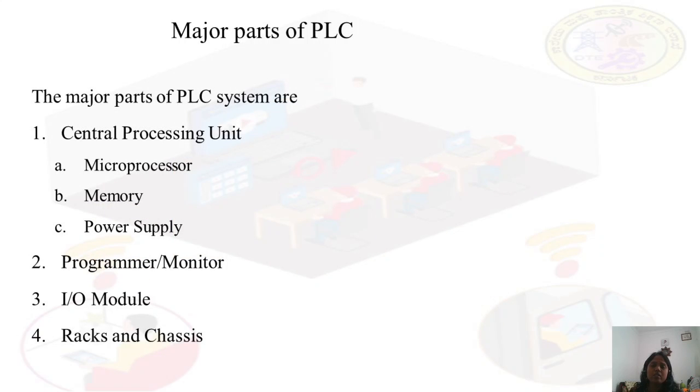And what are the major parts of the PLC? The major parts of the PLC system are, first one is the CPU, Central Processing Unit. Below that you are having three main subparts, that is your microprocessor, your memory, your power supply unit. And then the next one is your programmer or monitor. Then you are having the I/O module, and the last one is the racks and chassis.